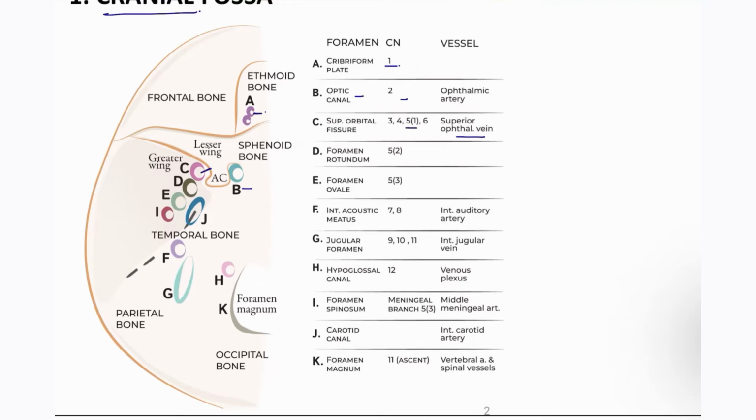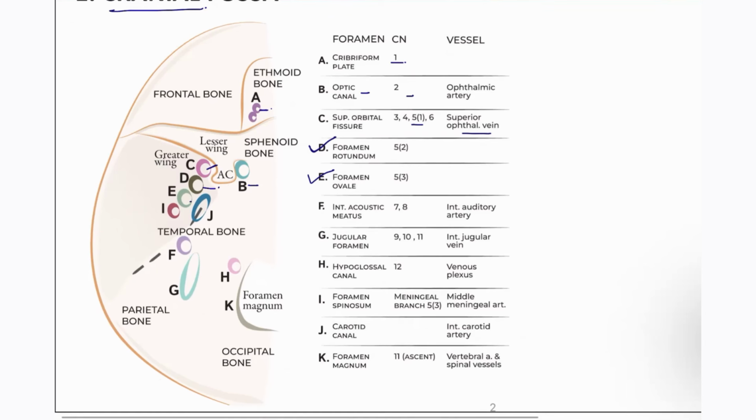Next, D, the foramen rotundum. This question has been asked in the PYQ. From the foramen rotundum, you are going to get the trigeminal nerve second branch. And foramen ovale, that is going to be the trigeminal third branch. Okay, here you can see these are very near to each other; these three structures will be present. Next, internal acoustic meatus: internal auditory artery, vestibulocochlear nerve, and also the facial nerve. Okay, the facial and the eighth nerve are going to come from here.